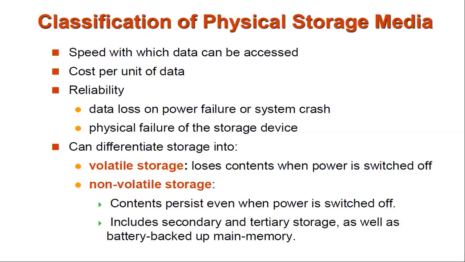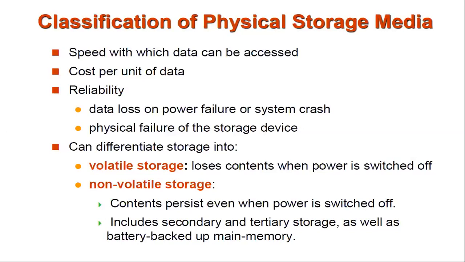And then the cost per unit of data. Maybe this particular feature may be given less importance, but again, this is also included. That is the size of the storage device you will be able to purchase for some amount. Then the third one is reliability. So among the three features, in the present situation, if you are going to classify the physical storage devices, you can give higher priority to speed and reliability.